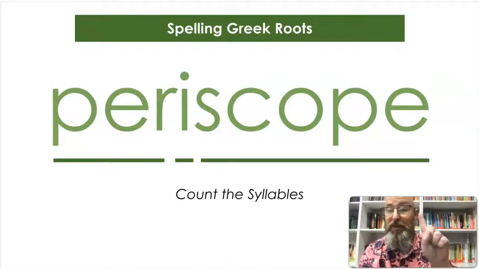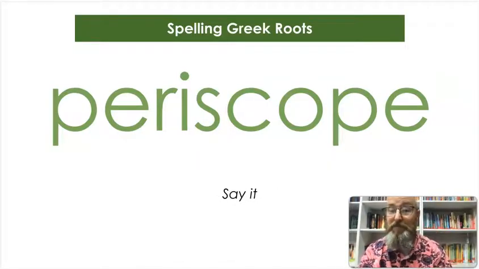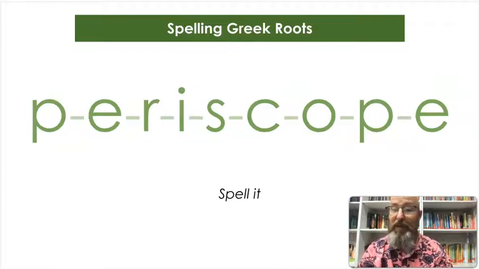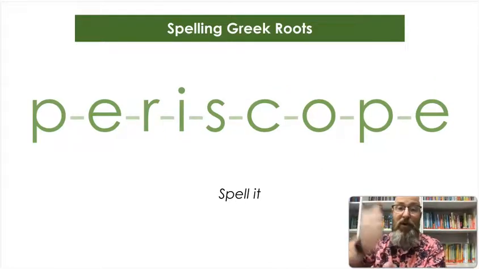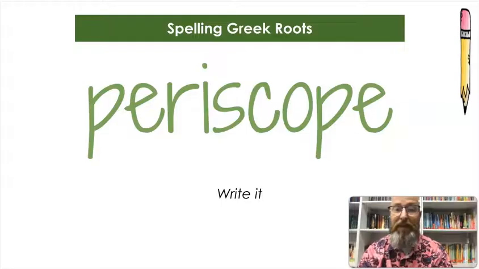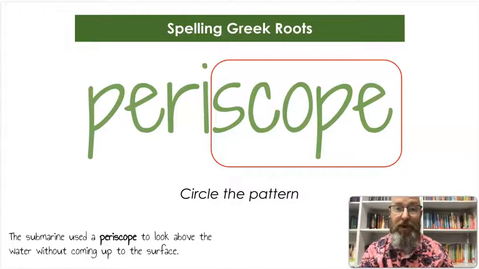Let's count the syllables. Per-e-scope. Periscope. Let's spell it. P-E-R-I-S-C-O-P-E. Periscope. And let's write it. P-E-R-I-S-C-O-P-E. We're going to circle that Greek root scope. The submarine used a periscope to look above the water without coming up to the surface.